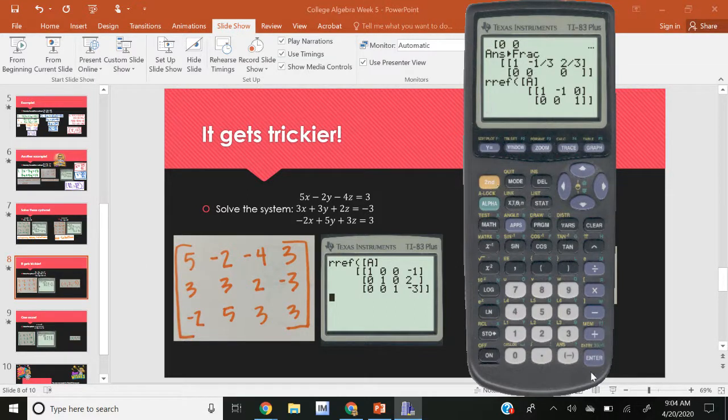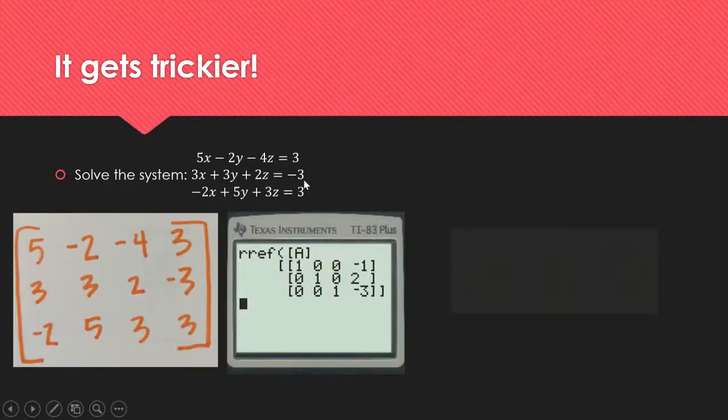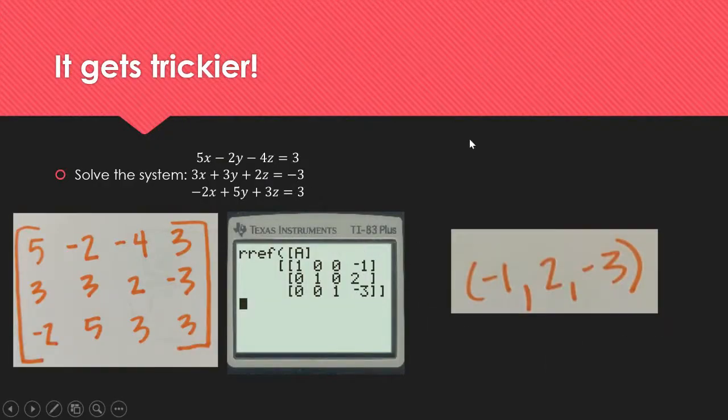And again, I'm just going to go second enter. And now you can see x, y, z equals, x, y, z equals, x, y, z equals. So my answer is just right here along the right side, -1, 2, -3. So there's my answer right alongside. Way easier than doing it by hand.